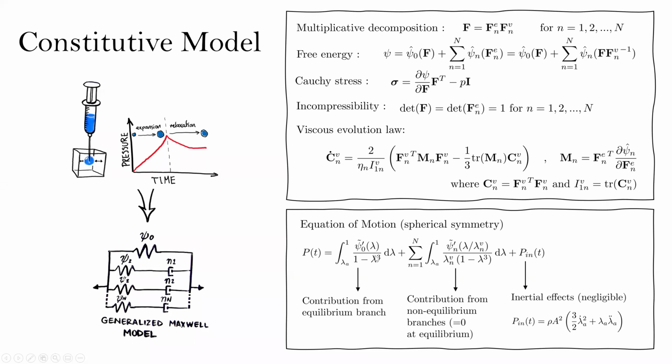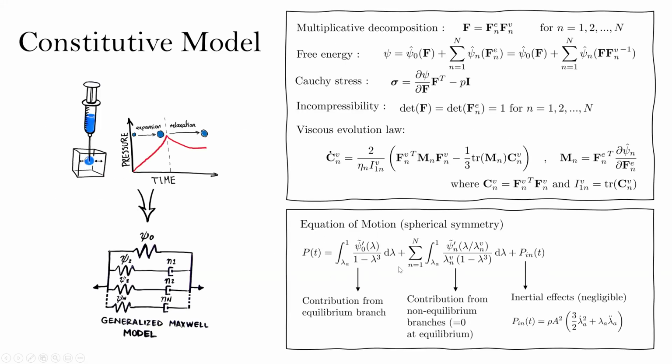And we also have multiple different components here. So this is the contribution from this purely elastic branch. This is the contribution from these non-equilibrium branches. And they have this viscous hoop stretch in them, whose evolution will be decided by this evolution law. And then there are some very negligible inertial effects, which have some slight effect when we go to the higher expansion rates, but overall they are negligible compared to these other terms.